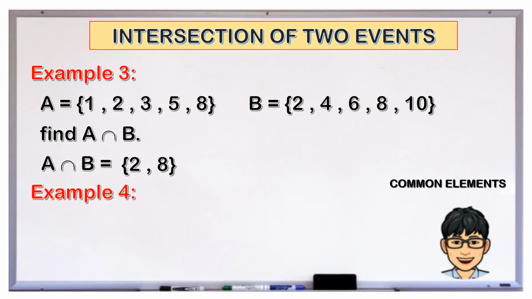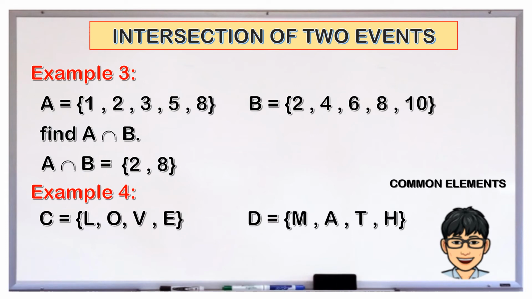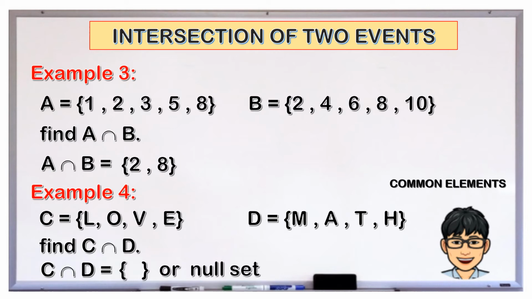Example number 4. Let's say ang ating event C ay LOVE at ang event D natin ay MATH at hahanapin natin yung C intersection D. So kung titingnan natin, wala tayong nakikitang common elements doon sa dalawang event. So therefore, C intersection D is equal to empty set or null set.